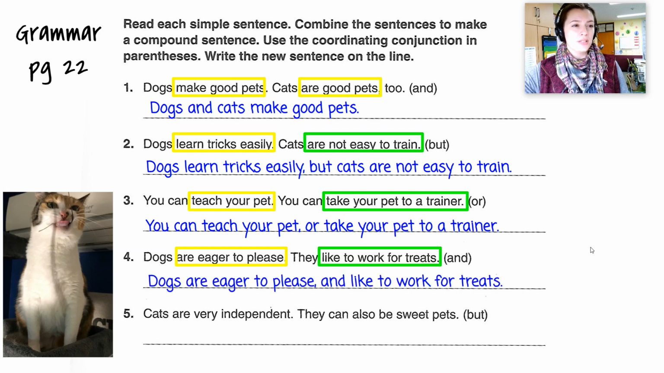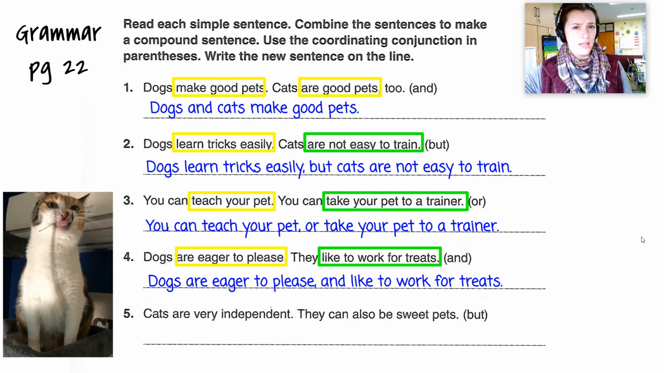Dogs are eager to please and like to work for treats, period. Put a comma after please, and we're putting these 2 sentences about dogs together with and. Pause your video. Make sure you finish writing.